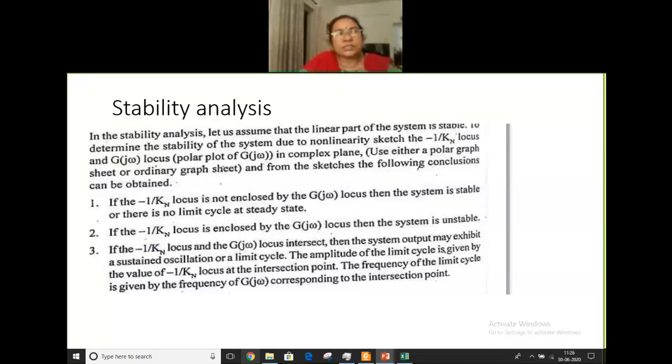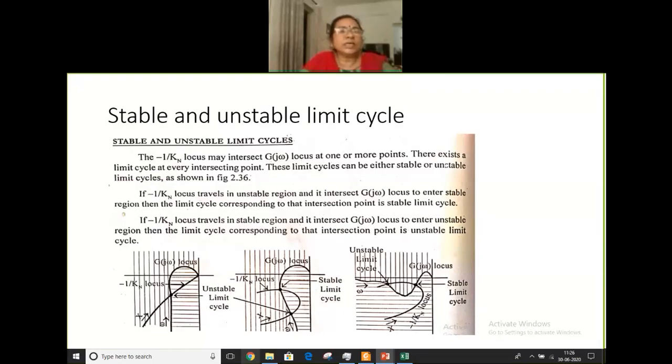Now, assume that both the plots are intersecting, then you can say that there exists a limit cycle. So, we have studied what we mean by limit cycle. A limit cycle is a closed path having a fixed magnitude, fixed frequency and fixed oscillation. If both the two plots intersect, then only the limit cycle will come. Now I'll explain how we analyze whether it is enclosed or not enclosed. Now we'll see the stable and unstable limit cycle.